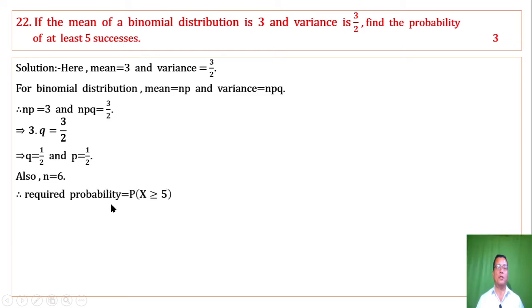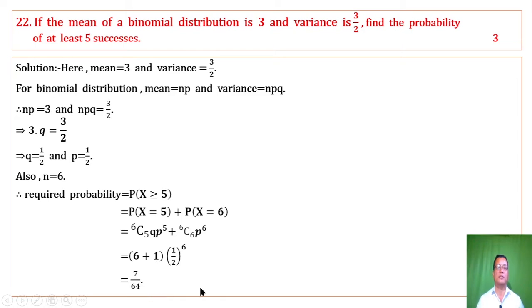Therefore, required probability is P of x greater than or equal to 5, which is equal to P of x equal to 5 plus P of x equal to 6. Their respective values are 6C5 Q into P to the power 5 plus 6C6 P to the power 6, whose respective values are given. We have 7 by 64.